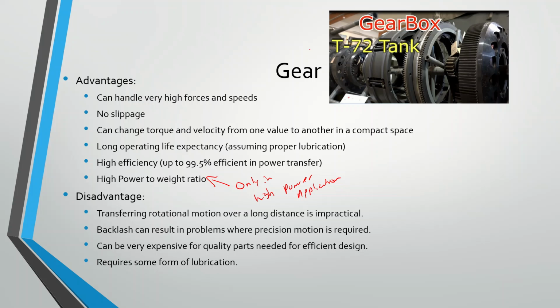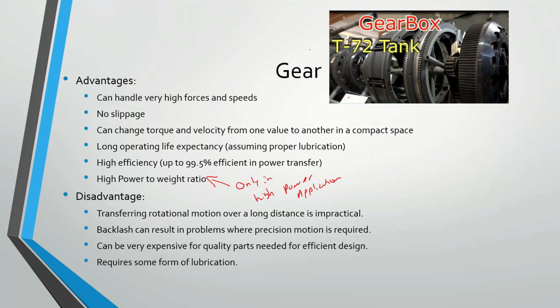So disadvantages of them are transferring rotational motions over long distances is impractical, just because belt or chain or gears have to be side by side. So you can use idler gears to get from one place to another, but it's just not very practical. There can be backlash in gears, although in general it'll be less. It's somewhere between a chain and a belt. A belt generally has no backlash, assuming it's tensioned properly. Chains typically almost always have backlash. Gears are somewhere in between.